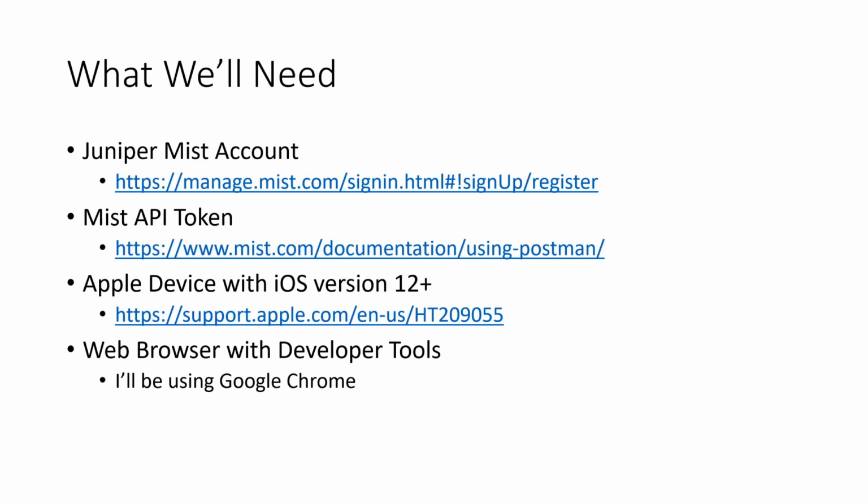Mist API token. So this will be how we tell Siri how to get into the API of the thing. If you navigate to the Mist documentation using Postman, it goes over how to get that API token. Then we'll need an Apple device with iOS version 12 or above in order to support the Siri shortcuts. And then you'll need a web browser with developer tools. I'm going to be using Google Chrome, but anything with developer tools will work.